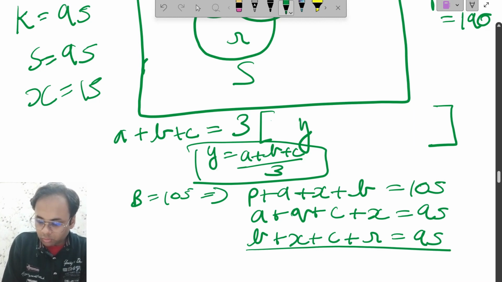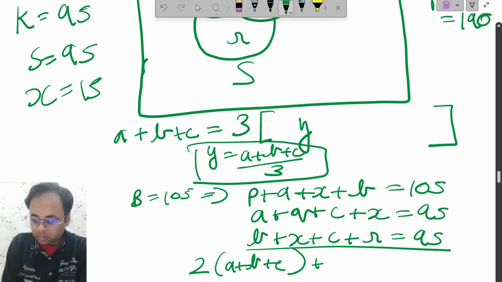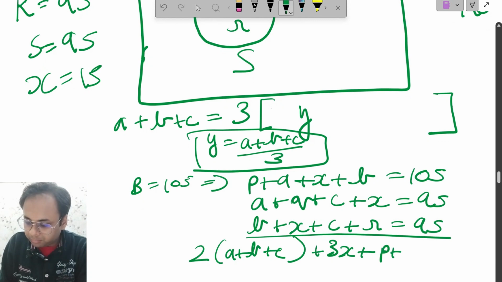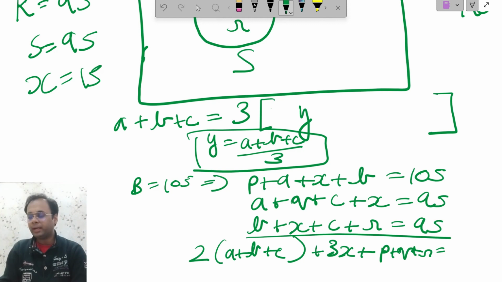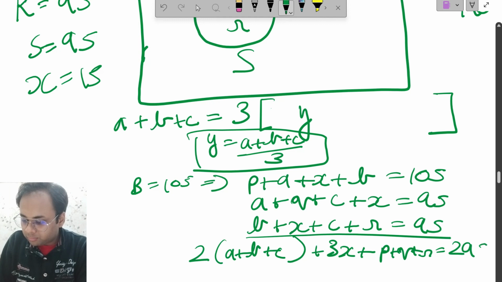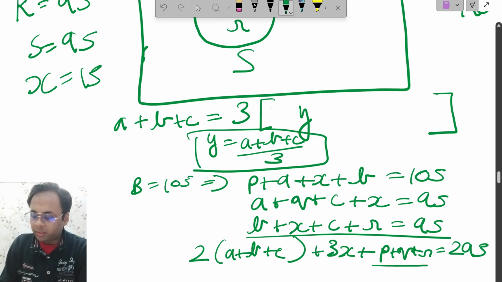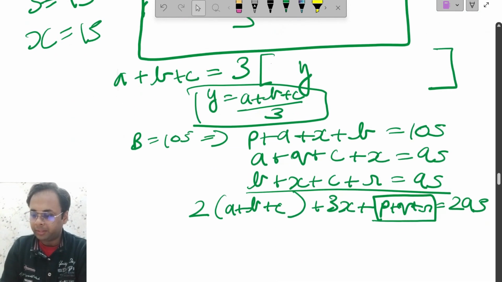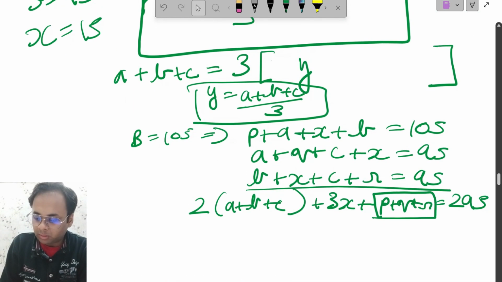Let me just add up all these. What would you get? You will get twice of A plus B plus C, then thrice of X, and then P plus Q plus R equal to, you add up all this, so you get 295. Now we already know P plus Q plus R. It is already given, it is 190. So P plus Q plus R comes up 190.